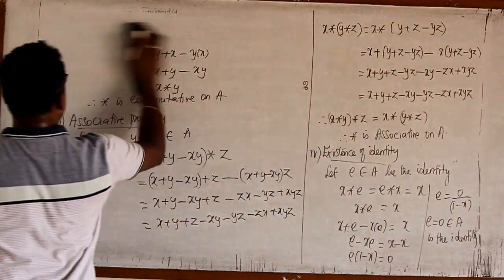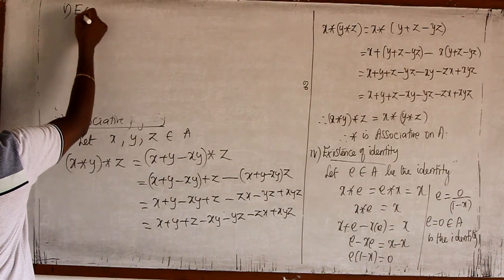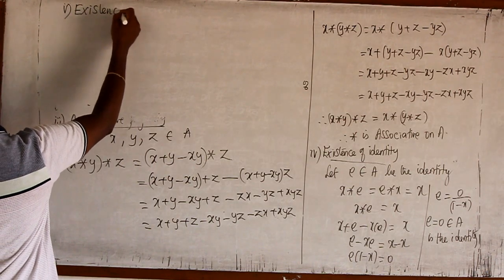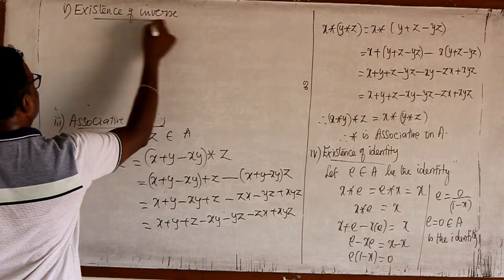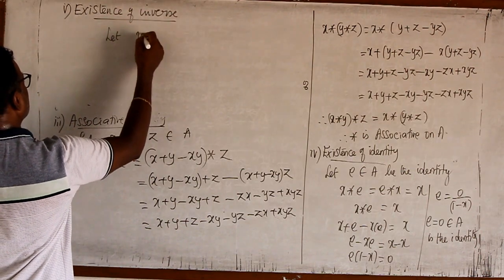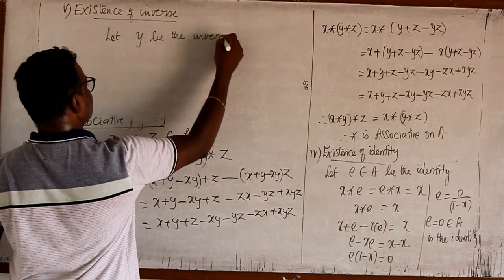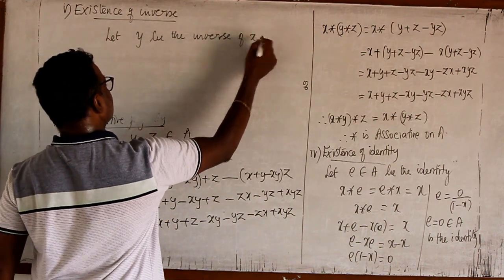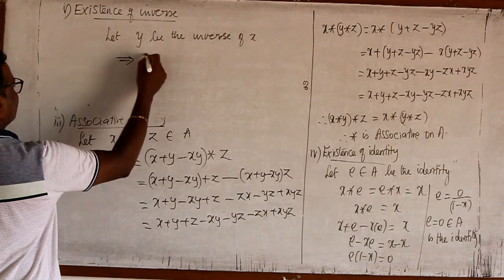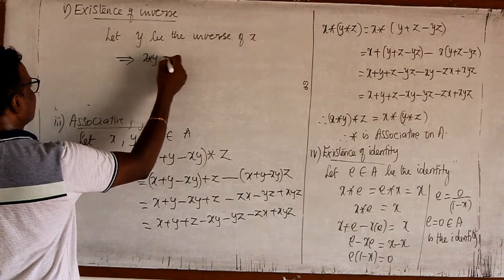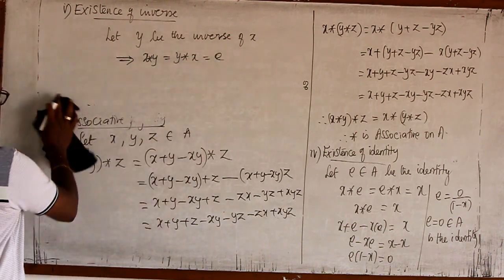Now we shall go for the existence of inverse, the fifth property. Let y be the inverse of x, and take the element y itself as the inverse of x. Then this implies either x star y or y star x gives the answer as identity.